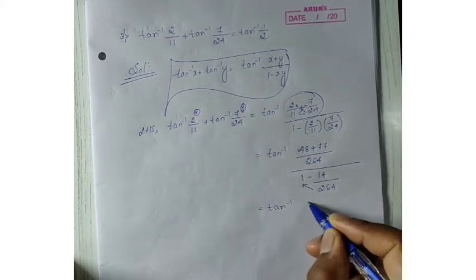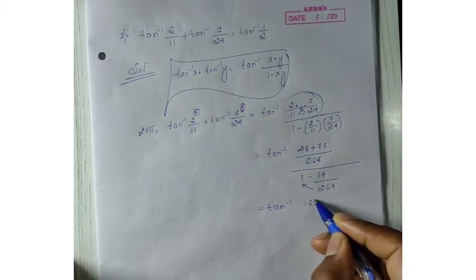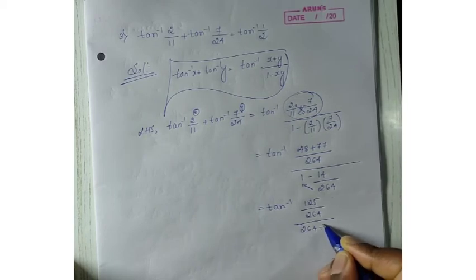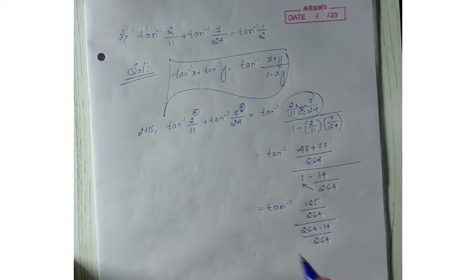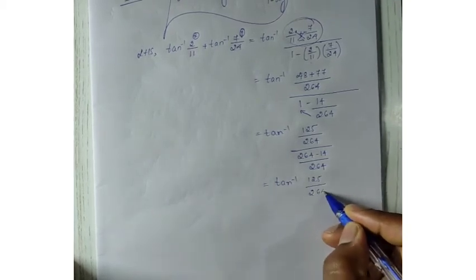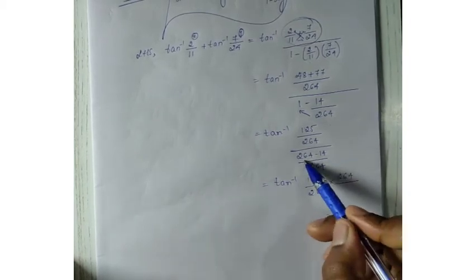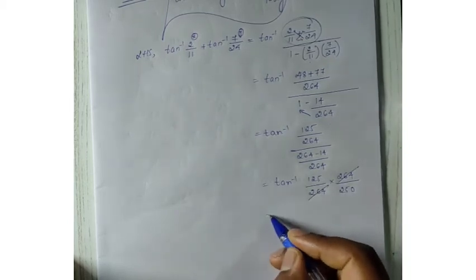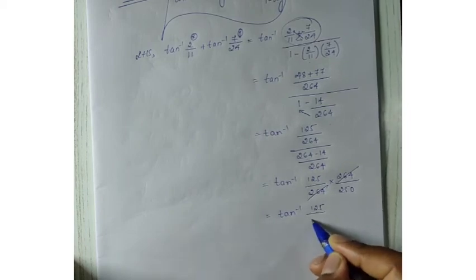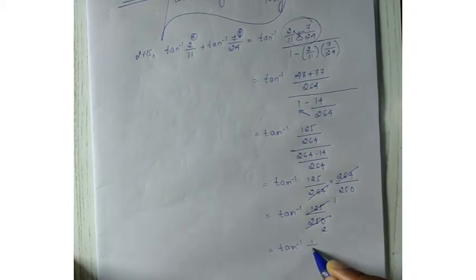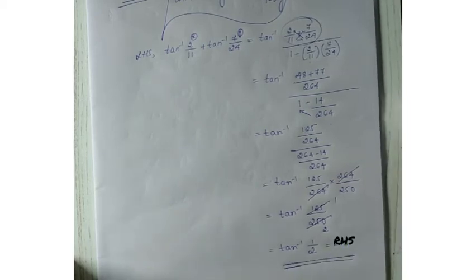So tan inverse of 48 plus 77 is 125 divided by 264, whole divided by 264 minus 14 divided by 264. So this would be tan inverse of 125 divided by 264 into 264 divided by, and 264 minus 14 is nothing but 250, and this cancels, and the remaining will be tan inverse of 125 divided by 250. 125 ones are 125, twos are 250. So this is tan inverse of 1 by 2, which is your RHS. This is how you prove problem number 3. Let us now solve problem number 4.